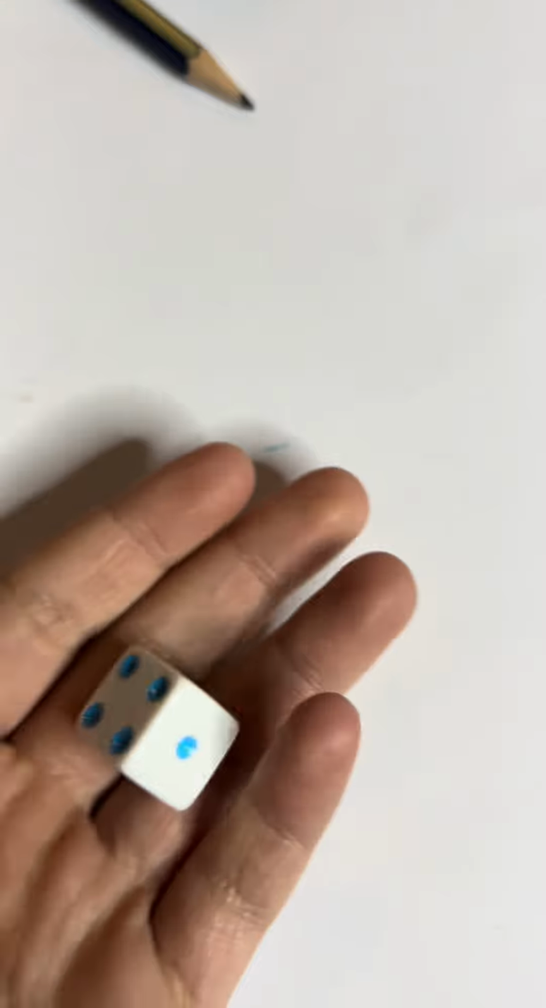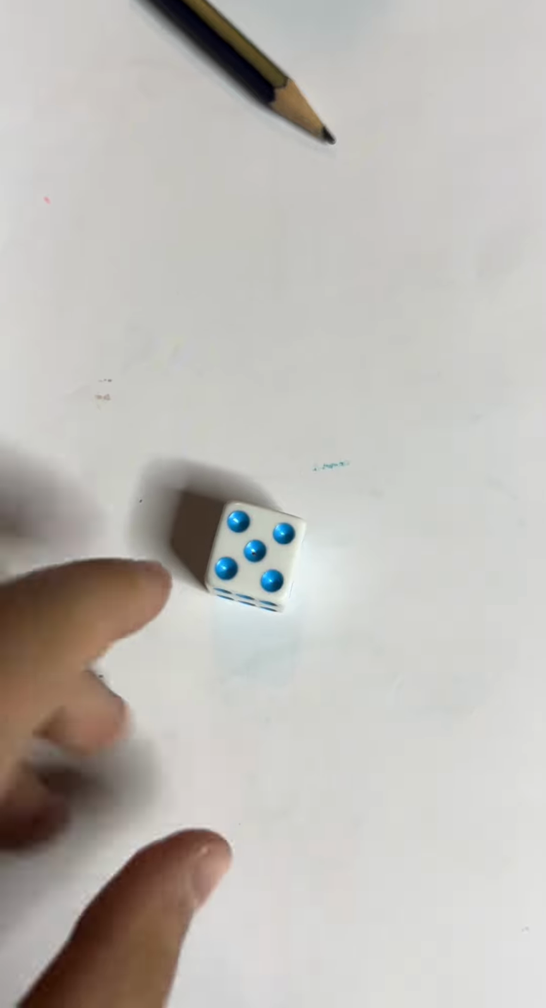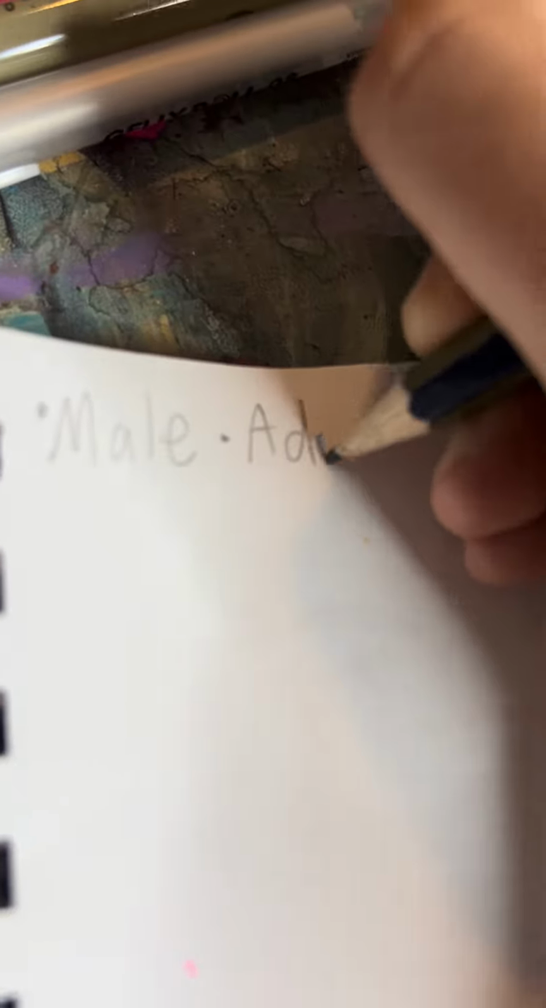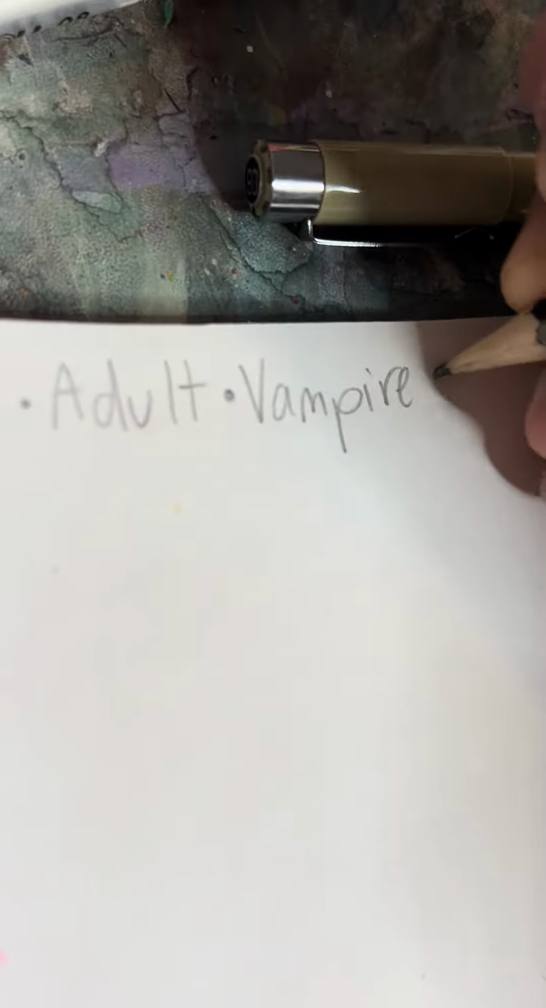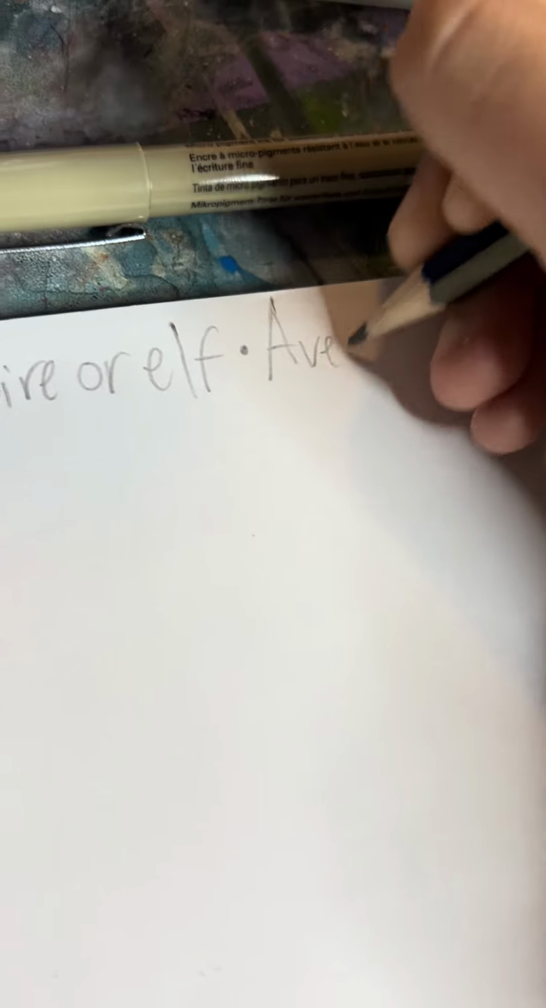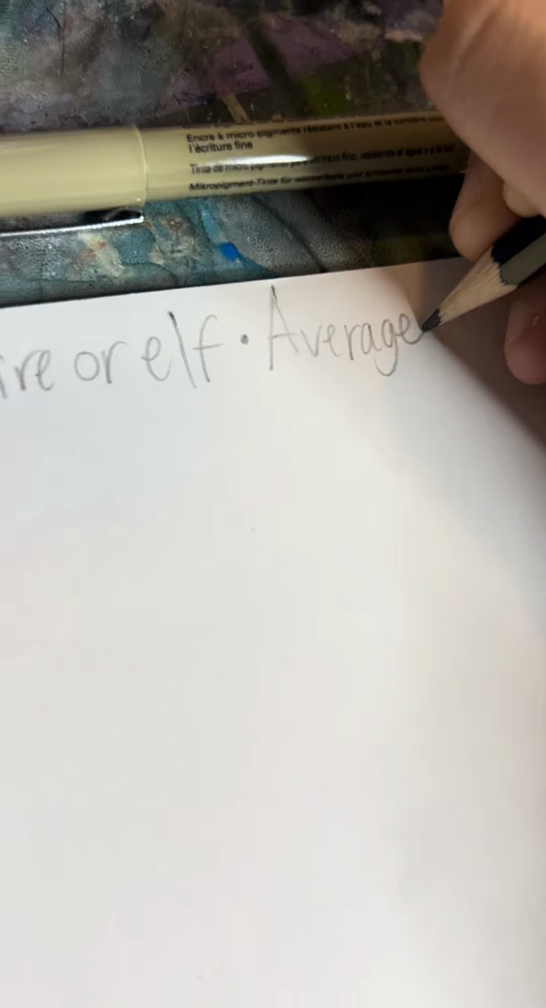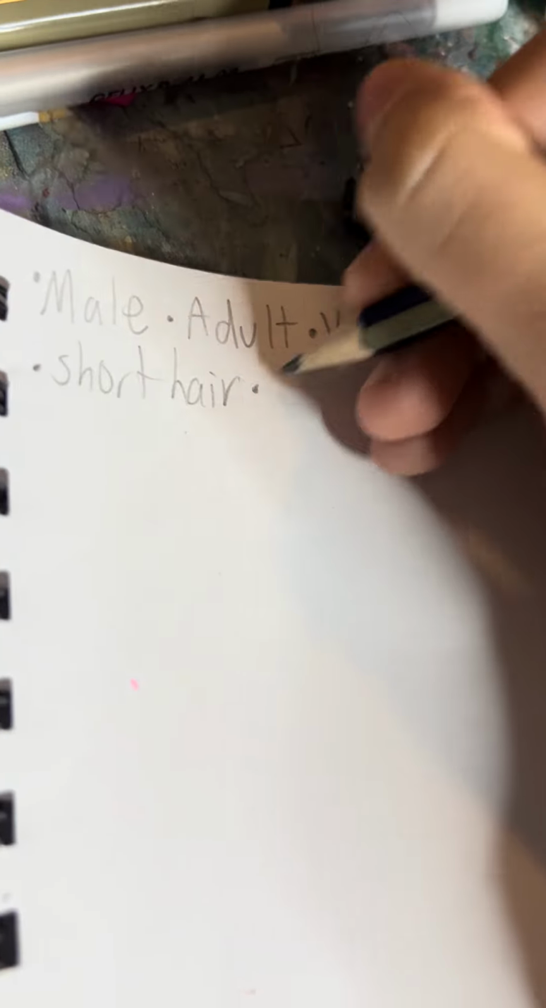For the age category, I rolled a 3, which means my OC is going to be a boy. For the next category, I got a 5, meaning my OC will be an adult. For the next category, I rolled a 4, which means my OC will be a vampire or elf. Our vampire or elf is going to have an average body type. I think you can get where this is going. I rolled the dice a bunch more times, and each time it picked something about my OC.